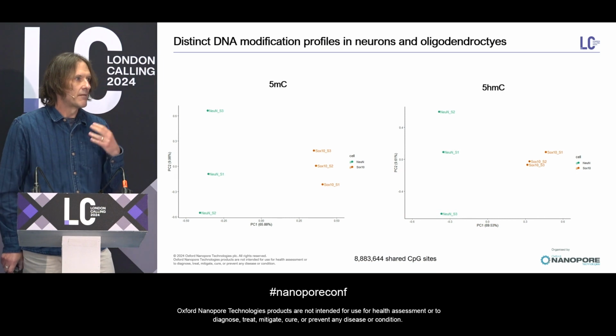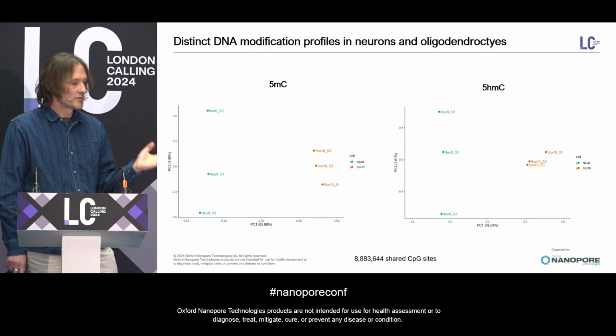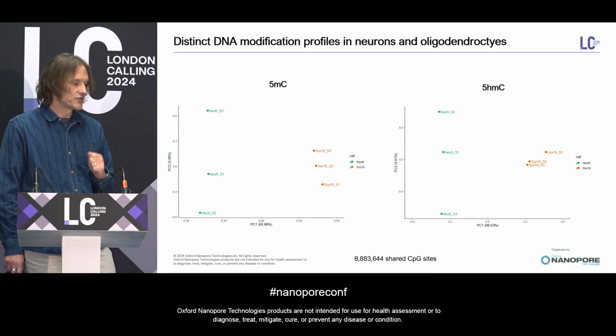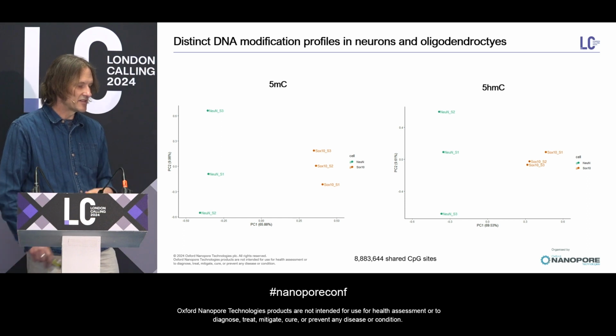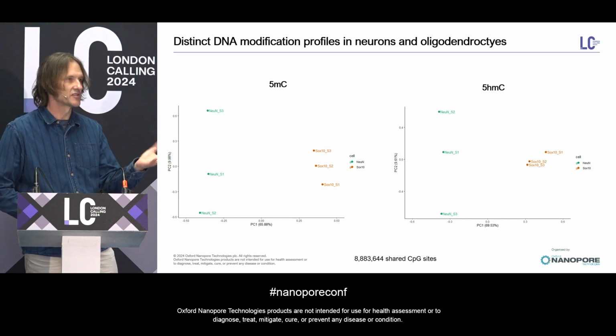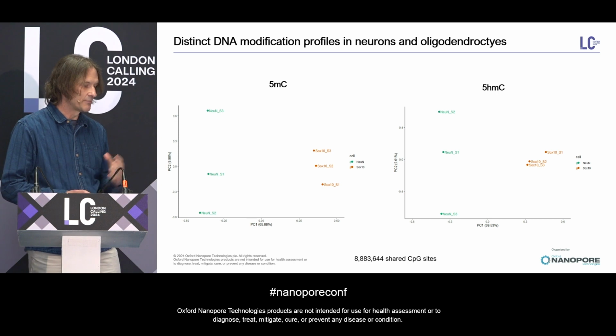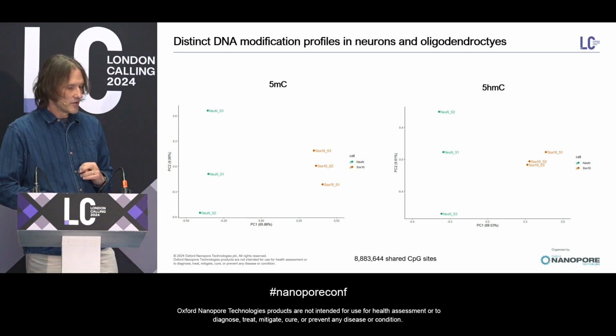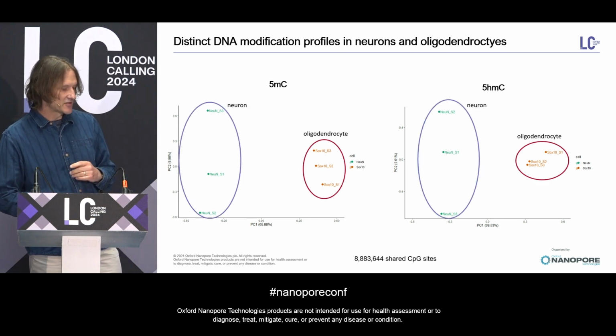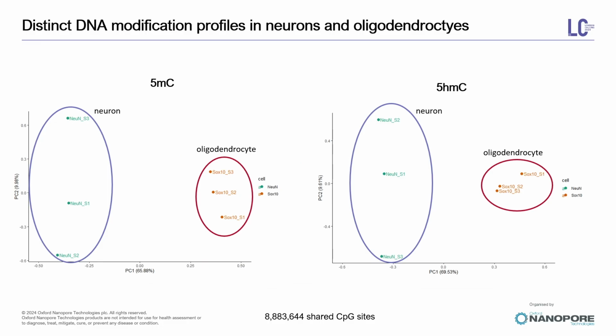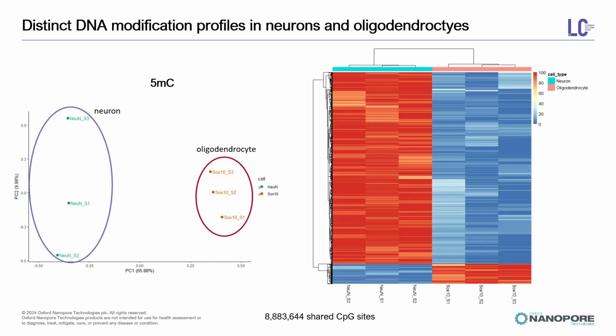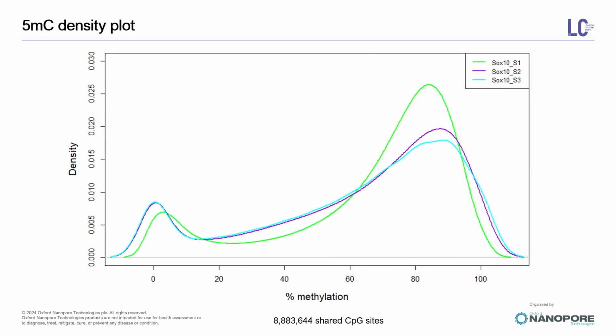Looking at the profiles of either methylation or hydroxymethylation, we can quite easily separate out the samples. This is a simple PCA plot of all the 8 million shared CpG sites. The neurons and the oligodendrocytes have quite distinct methylation and hydroxymethylation profiles. We can also look at them with heat maps. Again, that's another way of separating out the samples.